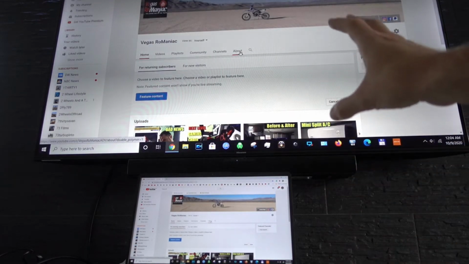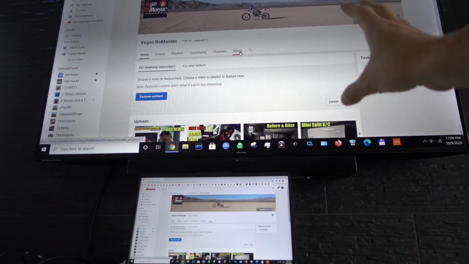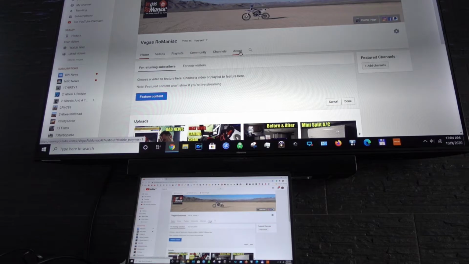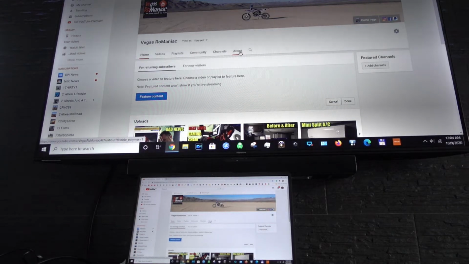For those people that are asking, everything is turned off on the screen, so there's no enhancements. That way we don't have any delay from the enhancements for picture quality.